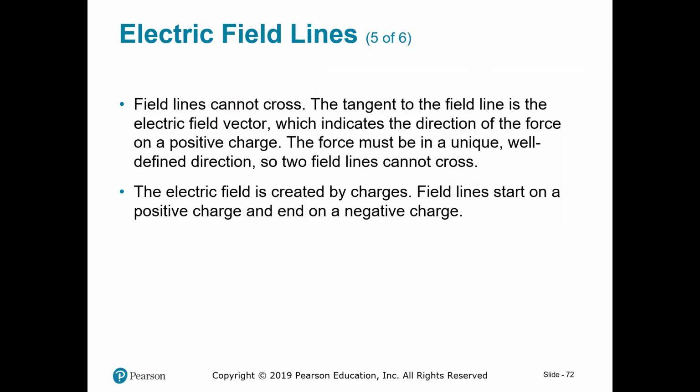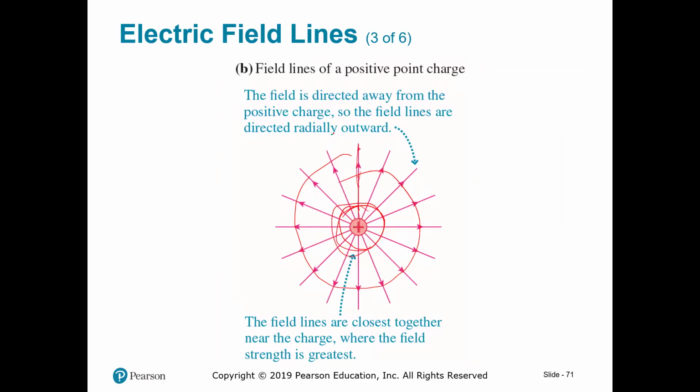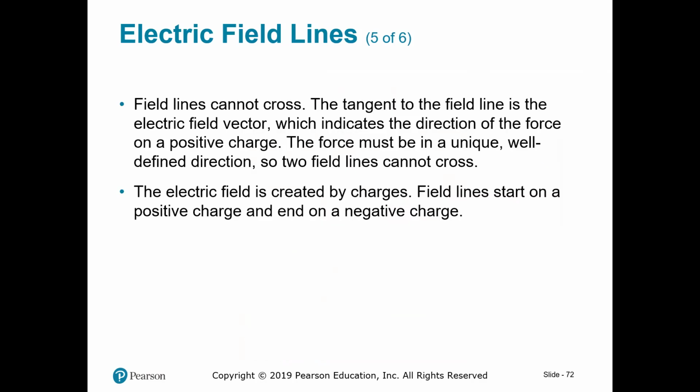So another rule is field lines cannot cross. This makes sense. Why? If two field lines cross, at that point there's no way you can determine the direction because basically you have two tangent lines, right? That doesn't make sense, right?